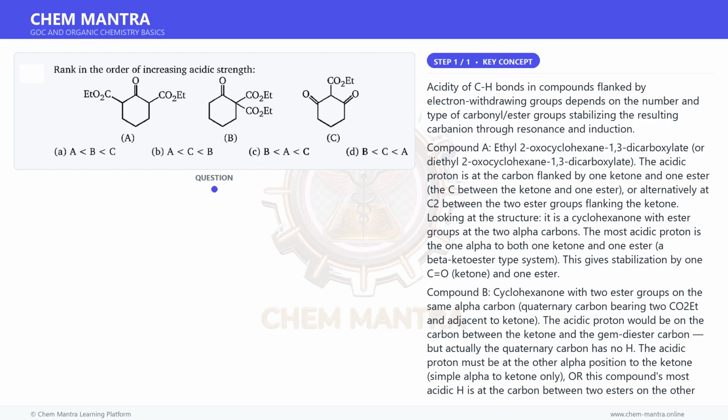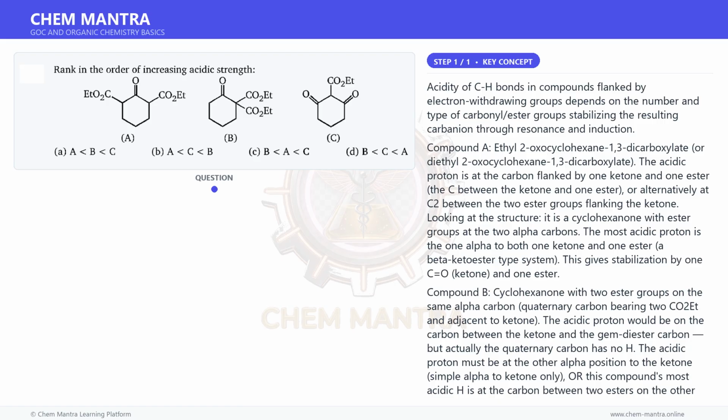Ranking. B: acidic H activated only by one ketone, least acidic. A: acidic H activated by one ketone plus one ester, moderate acidity, beta-ketoester type. C: acidic H activated by two ketones plus one ester, most acidic, triple activation. Thus, BAC, increasing acidic strength. This corresponds to option C. Wait, the given answer is C, which corresponds to answer choice BAC.